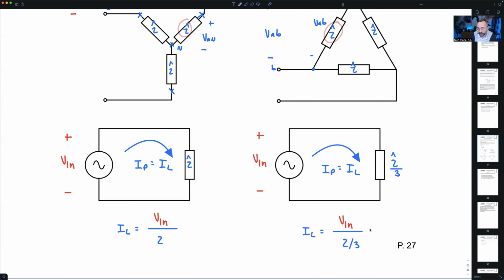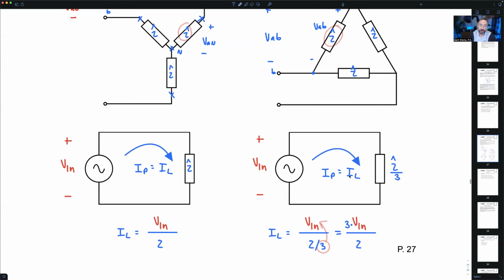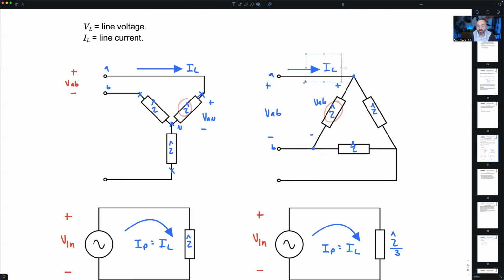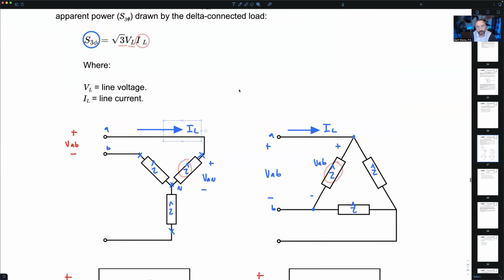How do I simplify this? That's like what? Can I move this 3 to the top of the fraction? Look, that's like 3 times our line to neutral voltage divided by Z. Interesting. All right, now I have the relationship for the line current drawn by my delta connected load and the line current drawn by my Y connected load.